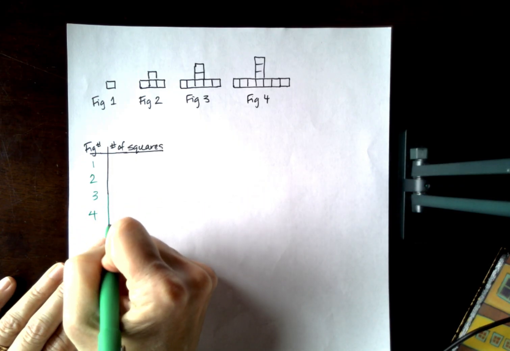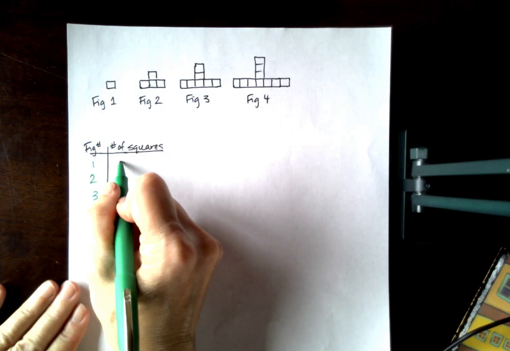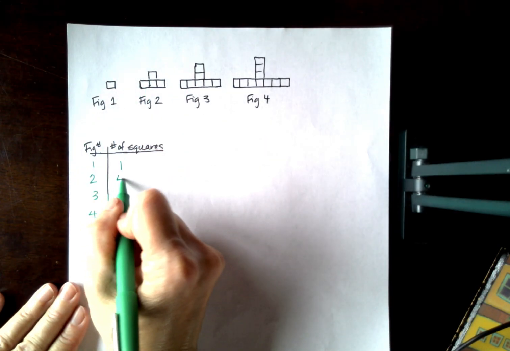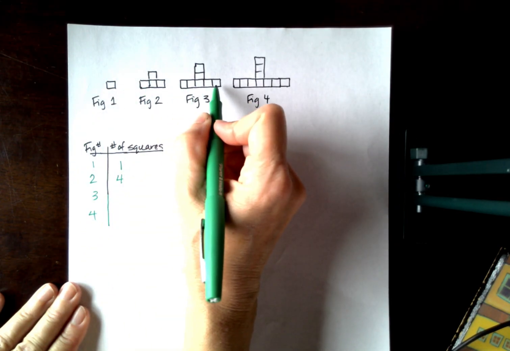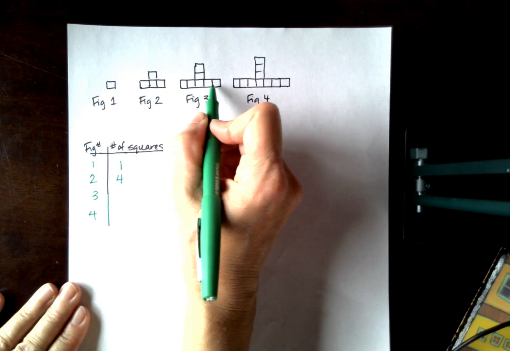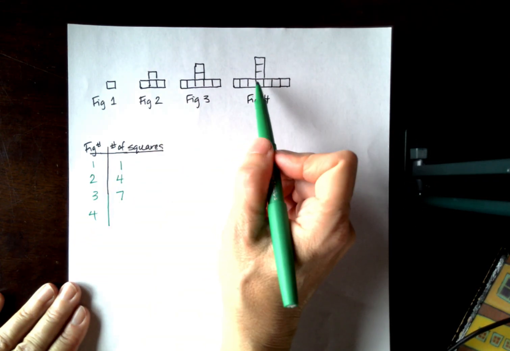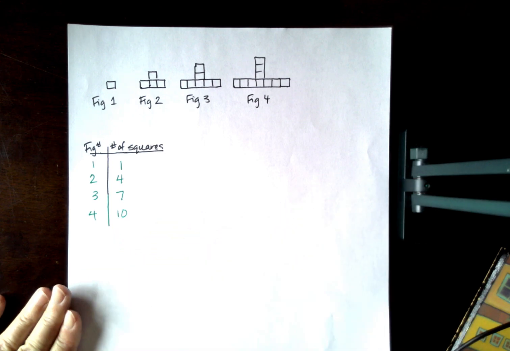figures 1 through 4. Figure 1 has 1 square that it's made up of. Figure 2 is made up of 4 squares. Figure 3 is made up of 7 squares. And figure 4, if I count all of those, that is made up of 10 squares.